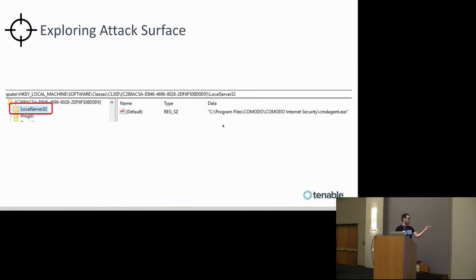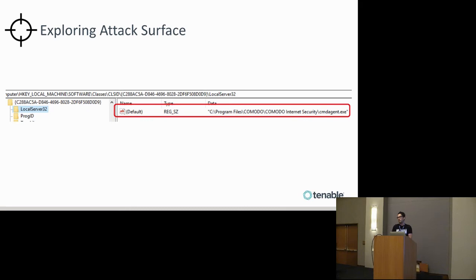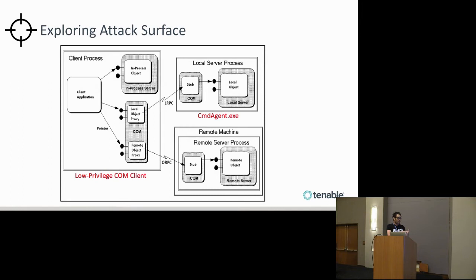So when I was talking about there being two main types of COM, in-process and out-of-proc, LocalServer32 is an out-of-proc COM server. And even more interesting, if we see who that out-of-proc COM server is, it's CMD agent, the one running as system. And so here we have a model of a low-privileged COM client, such as SysEXE, remotely interacting with this CMD agent running as system over COM, again over RPC, to invoke these methods and functionality.